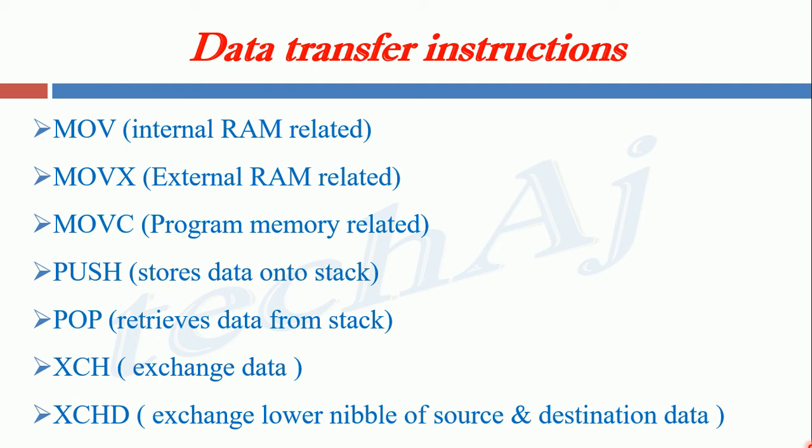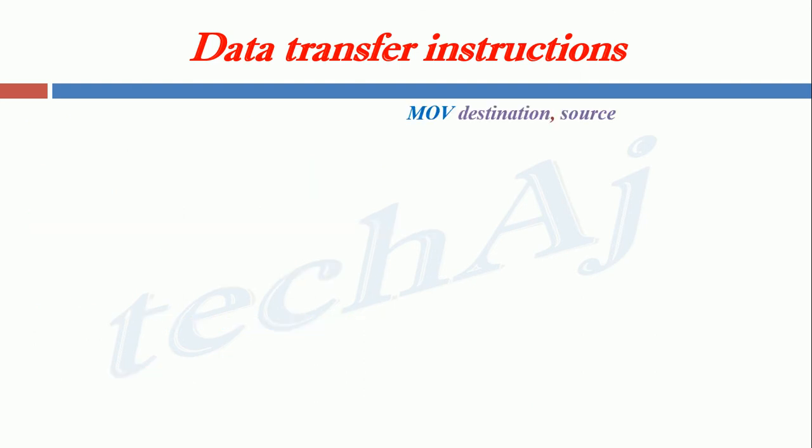Let us discuss each of these instructions using examples. First instruction is the MOV instruction. The MOV instruction comes with two operands, the destination operand and the source operand. This instruction performs the data transfer between source operand and destination operand. It simply copies the data of the source operand into the destination operand without affecting the data of the source operand. So, even though the name is move, it is actually copying the data from source into the destination.